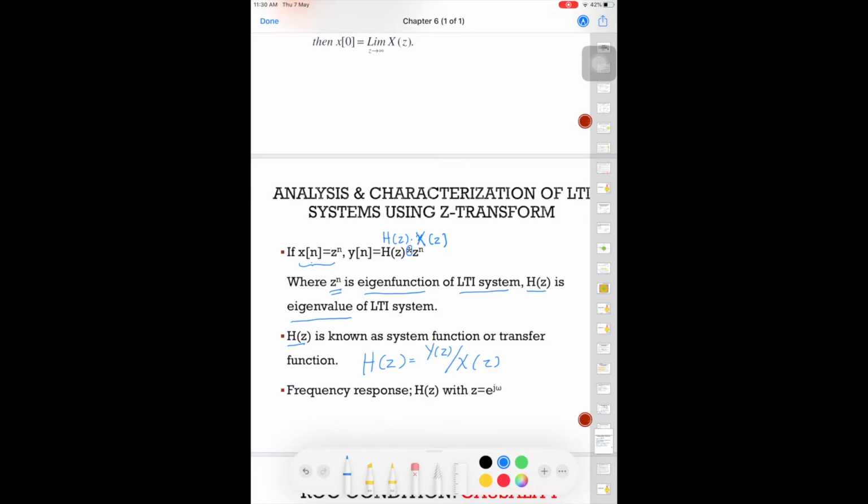Frequency response: Hz with z equal to exponent j omega. So basically, it is also known as the frequency response, because now in the definition we replace our exponent j omega with z.